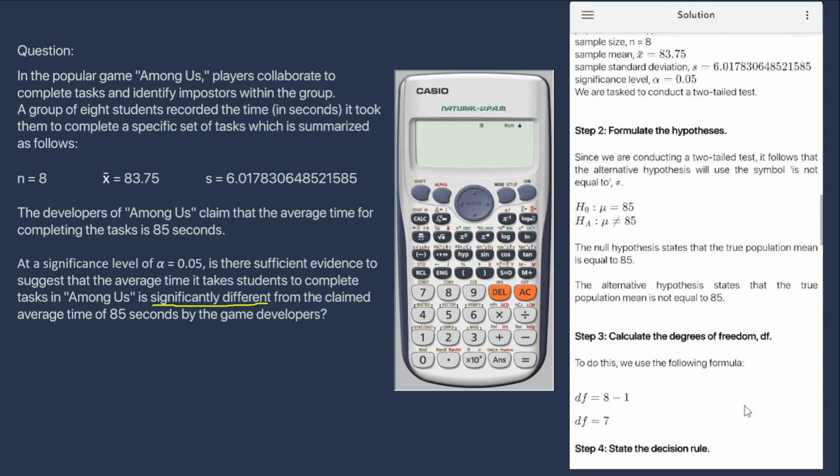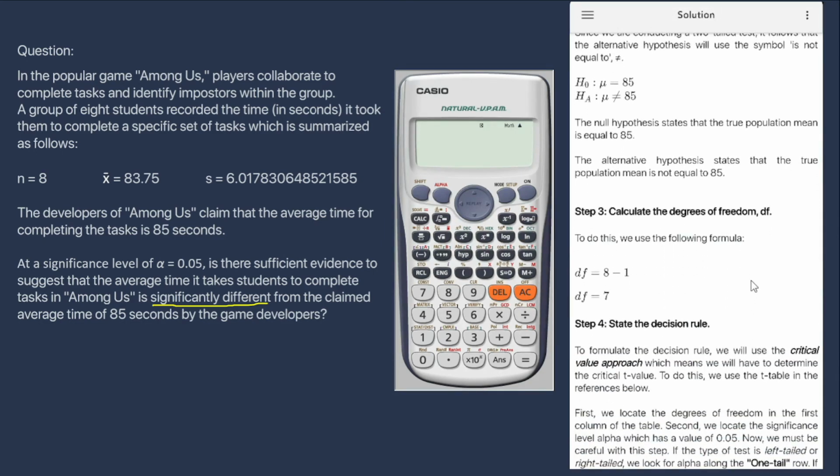For step 3, we have to calculate the degrees of freedom. And the formula for this one is the sample size minus 1. So in this case, since the sample size is 8, 8 minus 1 will be equal to 7. Then for step 4, we formulate our decision rule. To do this, we have to find the critical value.